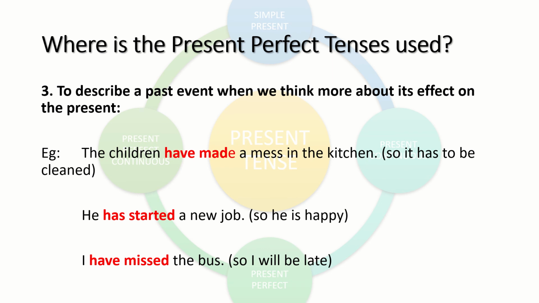Thirdly, when we describe an event that happened in the past and its effect is in the present, it's affecting us here now. Okay, the children have made a mess in the kitchen. Okay, so that action has already been done. They have already dirtied the kitchen. Now they have to clean it up. So the present moment is when they have to clean it up.